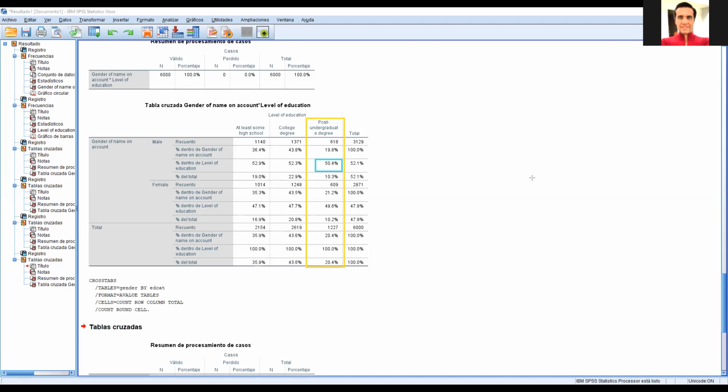How can you know which one goes first? Look at this. It says right there, under level of education. Just give me a second, please. Okay, so that's it. You have to be able to make a difference between columns and rows. Now, let's go with another question.